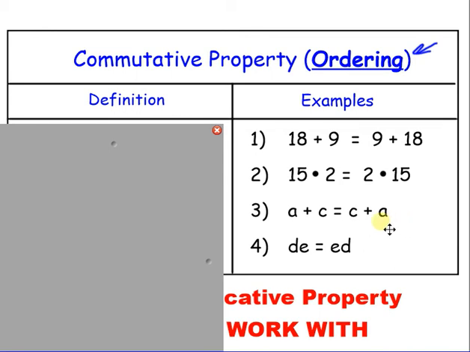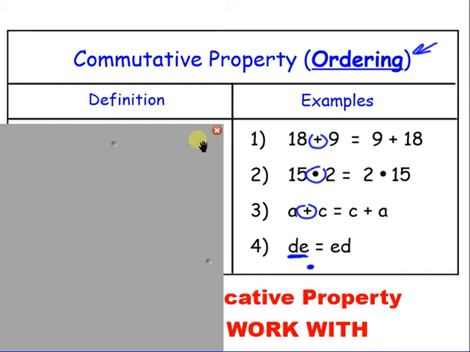Oh, they just flipped them around. DE equals ED. Same thing, they flipped them around. Let's look at our operations. Well, addition, multiplication, addition, and we know that when they're next door to each other, it's multiplication. So again, we're only seeing examples of addition and multiplication.